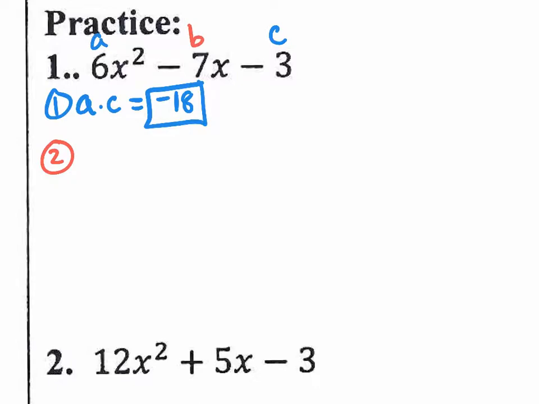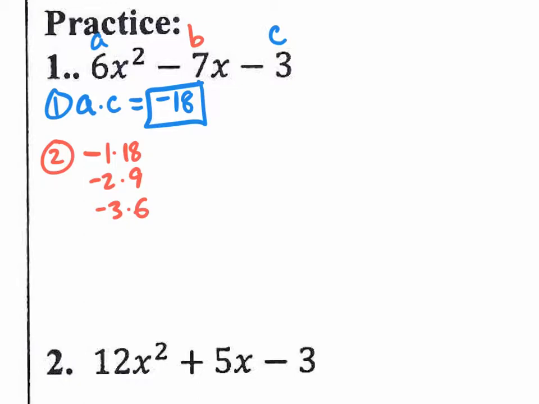So don't even think about that part yet. Just make a list, right? That's what the instructions say. Make a list. How could I get negative 18? Negative 1 times 18, negative 2 times 9, negative 3 times 6, and that's about it. Which pair of numbers combines together to give us the b value?